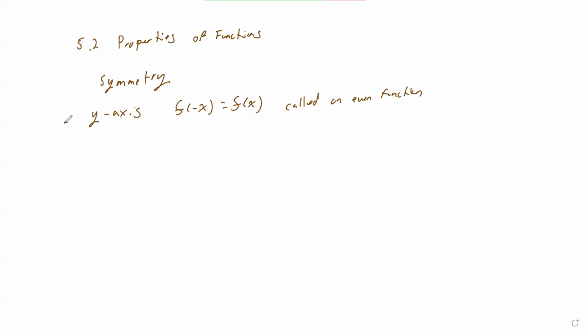Then we have the origin, and it is symmetrical around the origin if I plug in negative x, and I pop out with every sign changed. Not that it all became negative, but the signs all changed. That would resemble an origin symmetry, and it's also called an odd function.